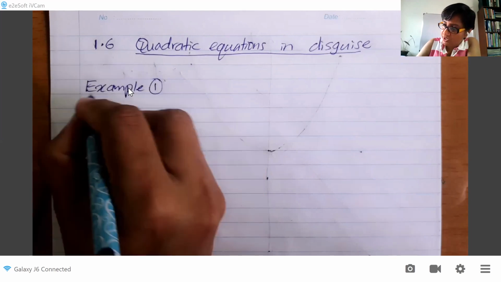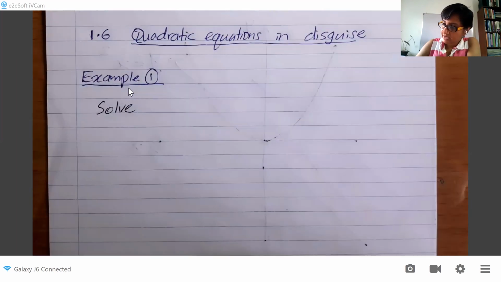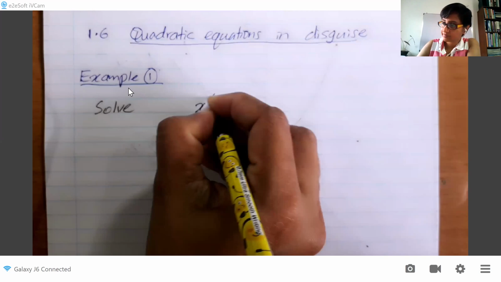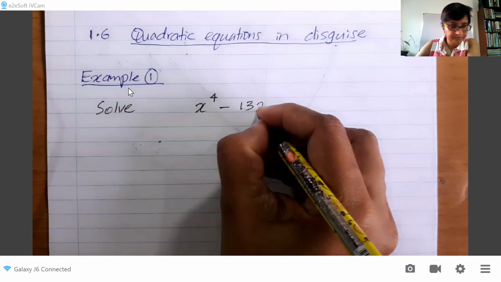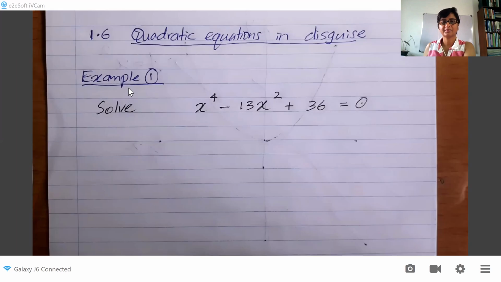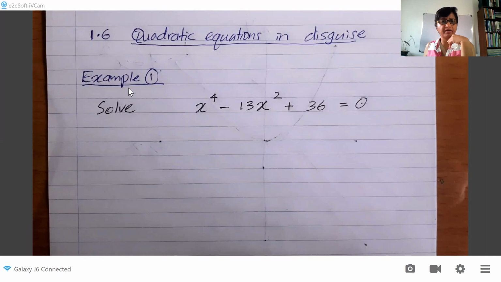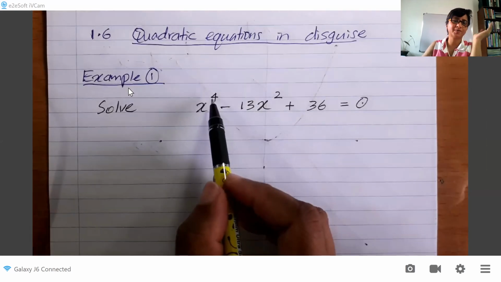Here's the equation. Solve x to the power of 4 minus 13x squared plus 36 is equal to 0. Now you look at this, and you can see that the highest power of x in this equation is 4. So it is not a quadratic, isn't it? Very clearly, it's not a quadratic. There is a square term, but the highest power is 4. So it's not a quadratic.